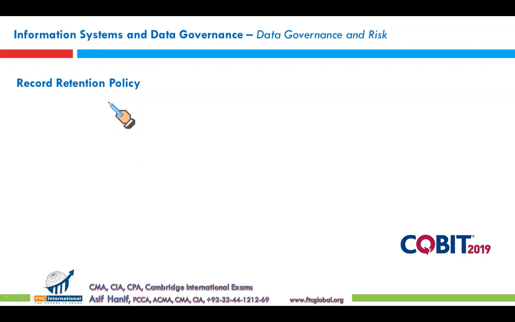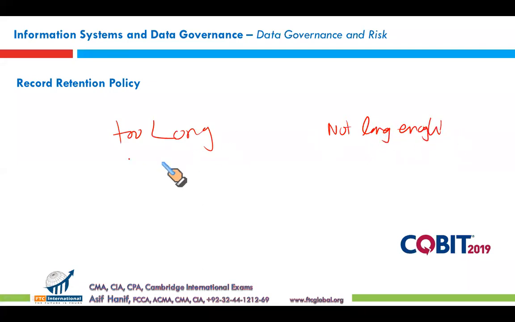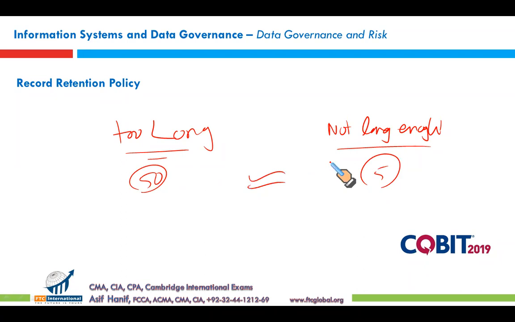So record retention policy is essential for every organization. A company should have a written formal record retention policy, and you need to balance. You can't keep data for too long or not long enough. This is a very interesting statement. It means you can't keep the data for 50 years and you can't just destroy the data in 5 years. So it should neither be too long nor too short. It should be somewhere in between, right?